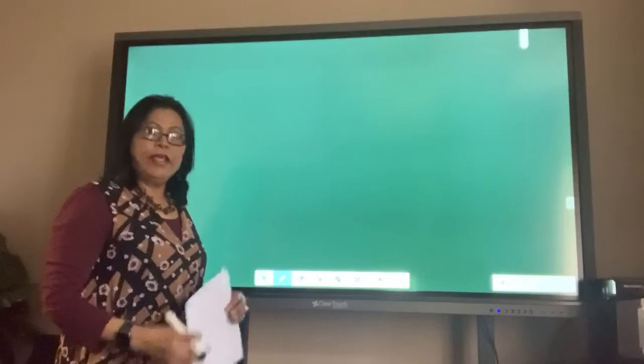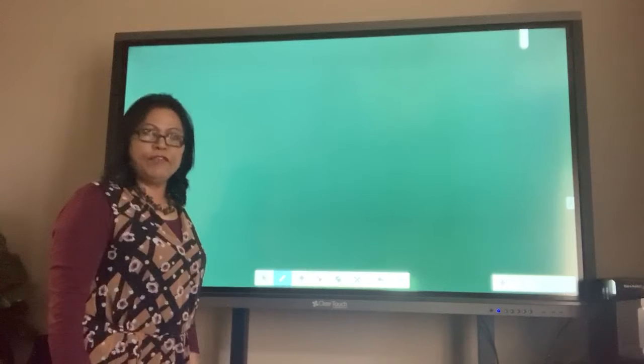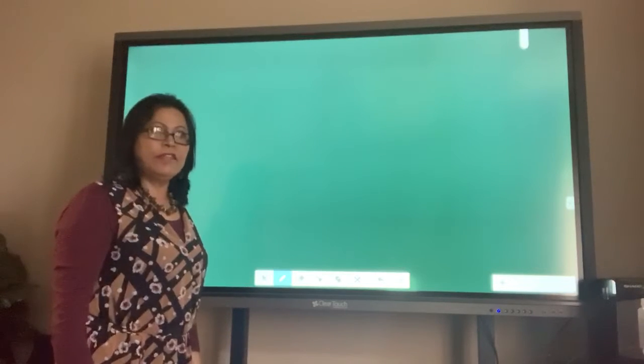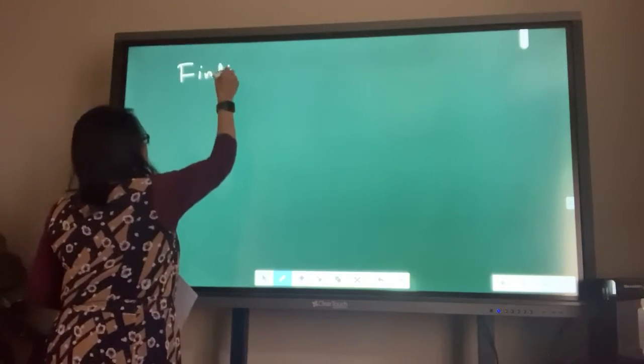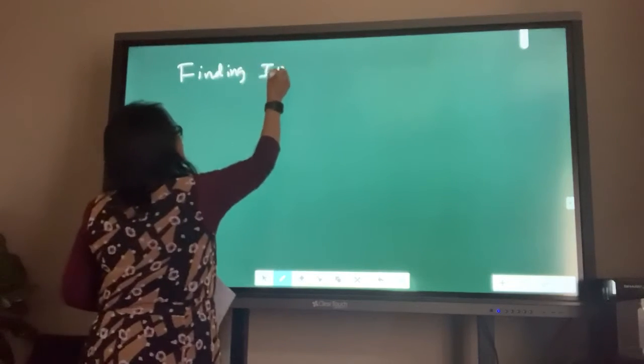Hello, today we'll be talking about how to find the inverse of a function, and this is in your textbook section 4.1. Let's get started here. Finding the inverse of a function.